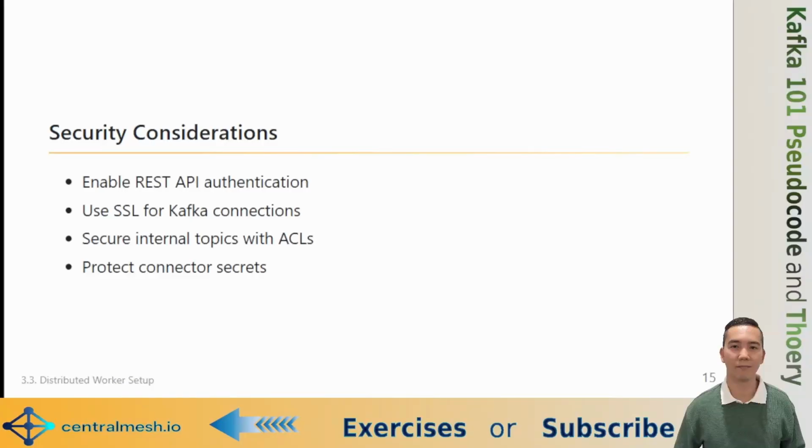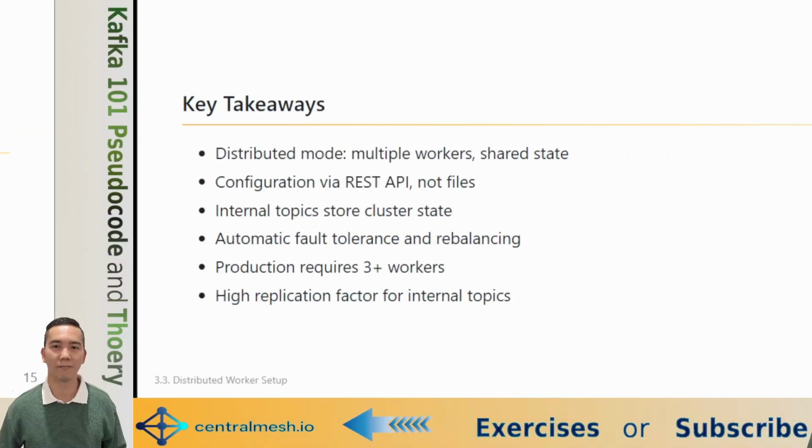Protect the REST API by enabling authentication and limiting access to trusted users. Secure communication between workers and Kafka using SSL whenever possible. The internal topics should also be protected using Kafka ACLs since they contain important cluster metadata. And finally, connector configurations often contain credentials for external systems, so make sure those secrets are stored and managed securely.